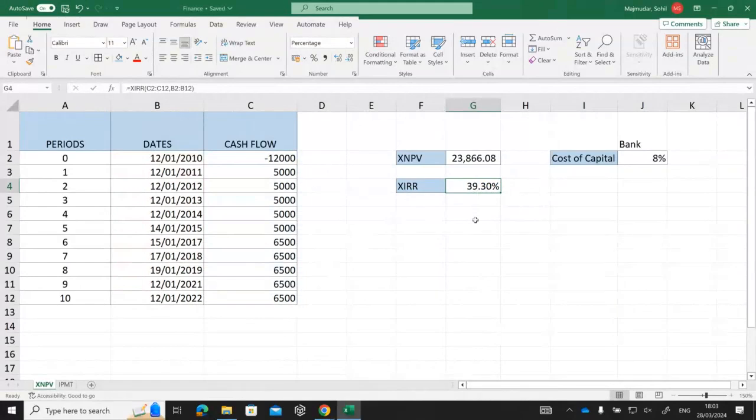So NPV, even when that's right, you can still use it. Right, so look at that. This is amazing. You're making 39% compared to just 8%. Pretty cool. So this is straightforward, XNPV and XIRR.